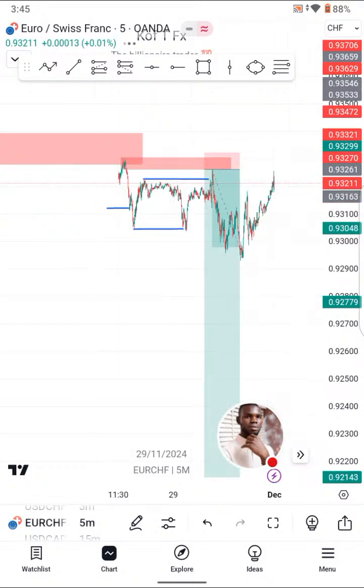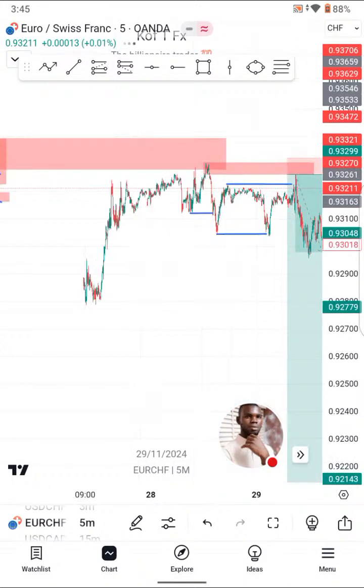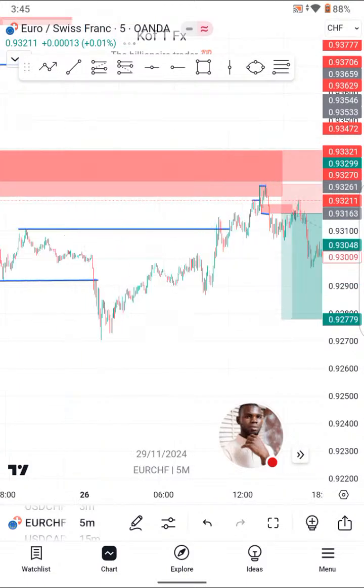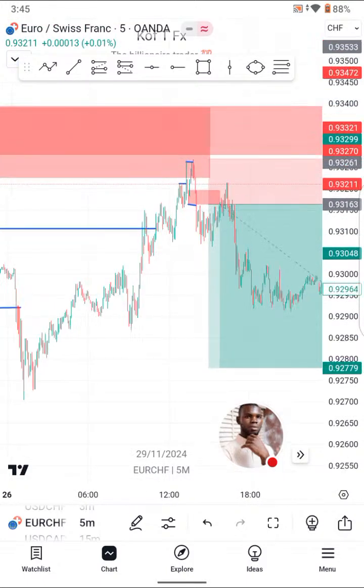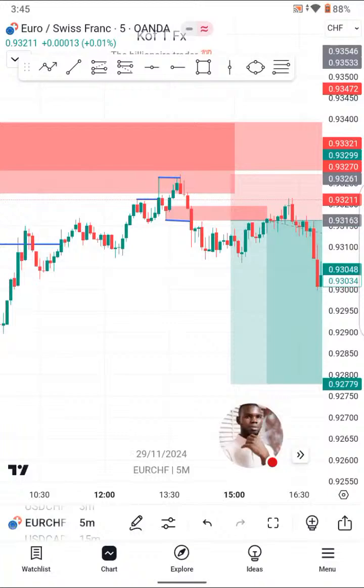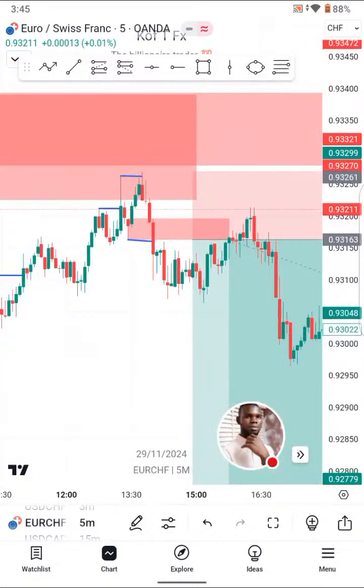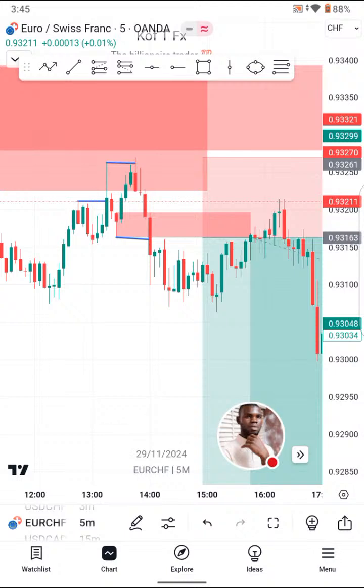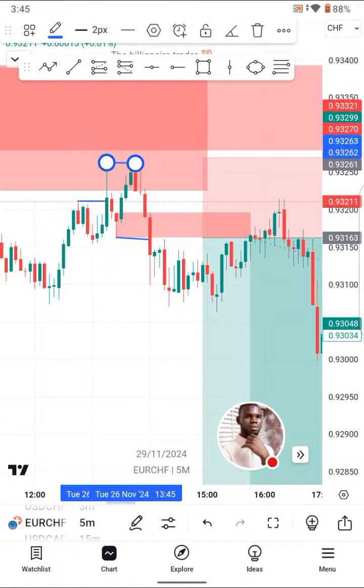What usually makes my entry a bit wide is spread. Okay, for this confirmation, I have this liquidity grab here, which I can call a BOS. You can see there's a break of structure here, and another break of structure here, making two breaks of structure.